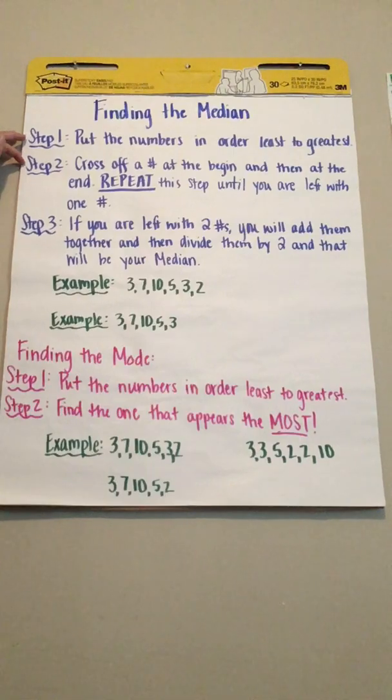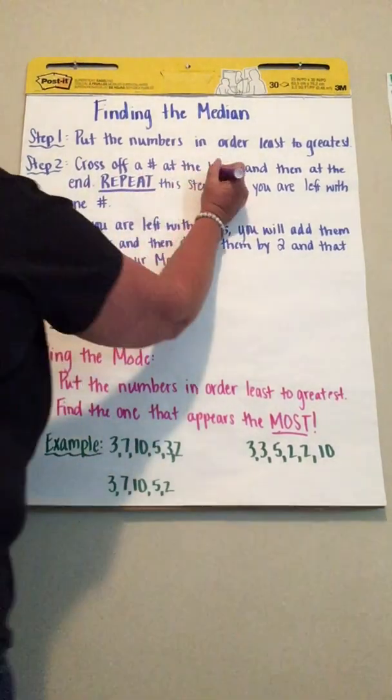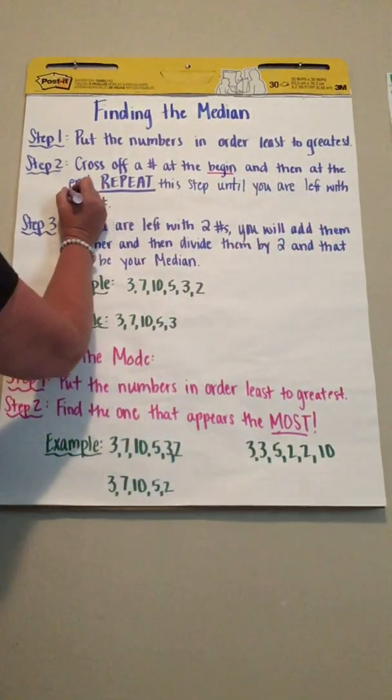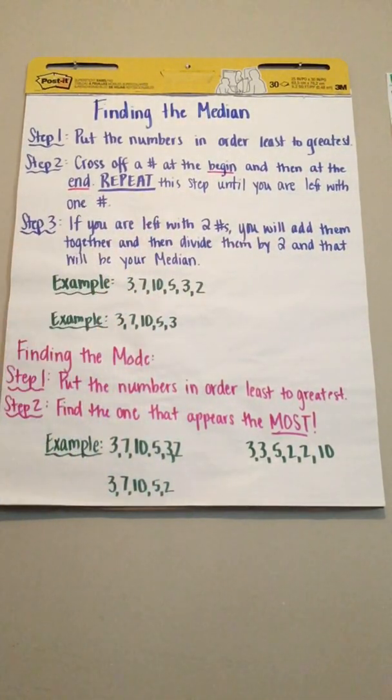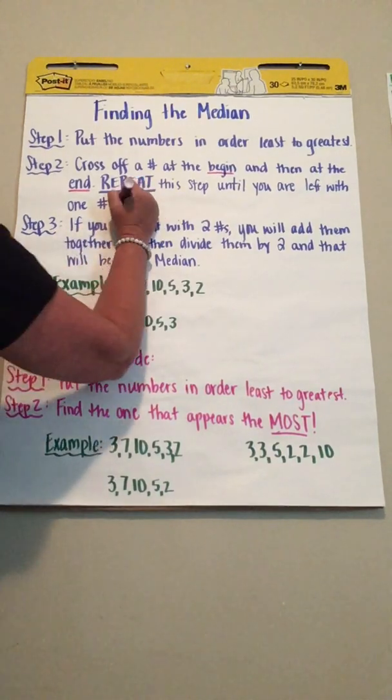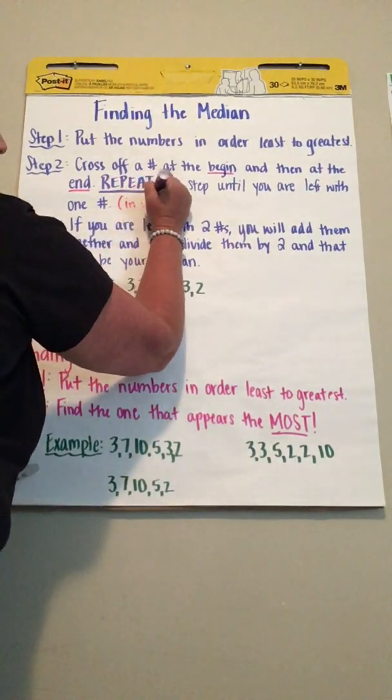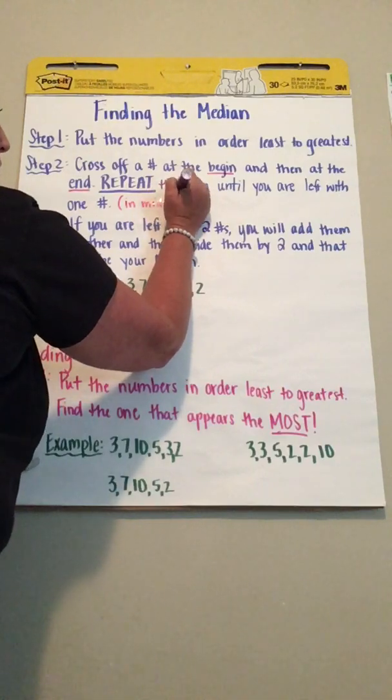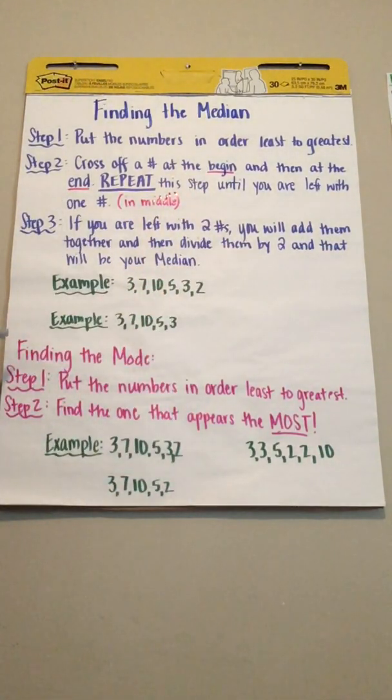Step two says cross off a number at the beginning and then at the end. You're going to repeat this step until you are left with one number in the middle. Okay, then step three, if you are left with two numbers in the middle, you will add them together and then divide by 2, and that will be your median.